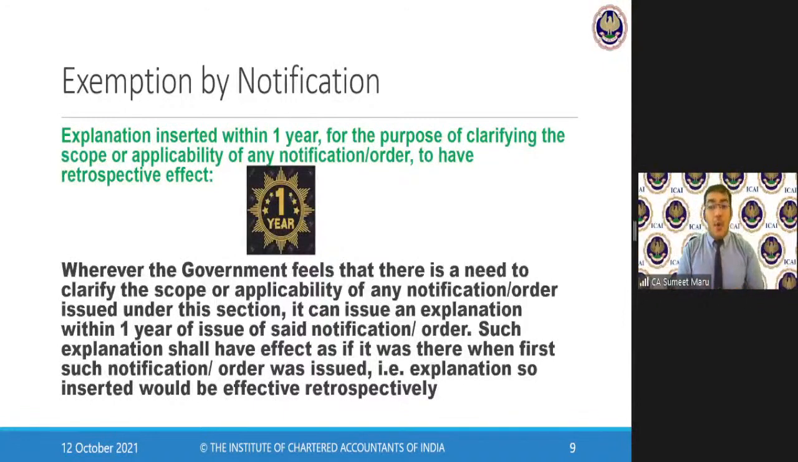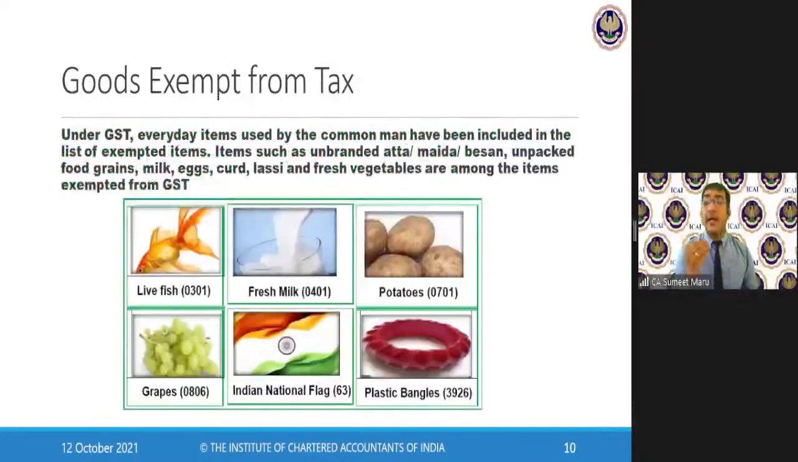Okay, now let's move to the next part. The next part which we are going to talk about is the exempt goods and services. Another interesting part here, and we are ending with a very good note. Okay, don't worry, just wait for the good note.